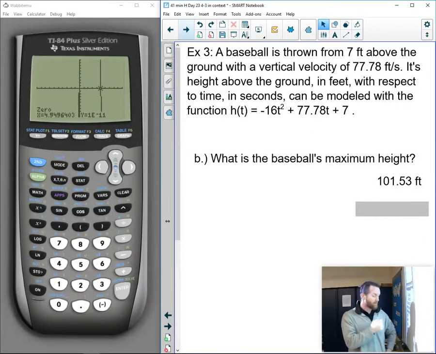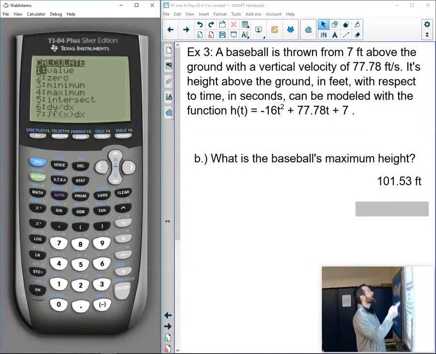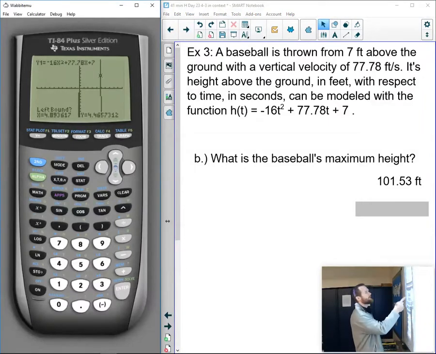What is the baseball's maximum height? That means we're looking for the maximum, the vertex. I hit second, calculate, maximum. Again, I'm going to keep track of my y values to make sure I'm getting past the highest point. So y is 48. I'm at 96, 99, 101, 101. Okay, 100. Now I'm coming back down. 97, 93, 87. So at 87, I know I'm to the left of my maximum.